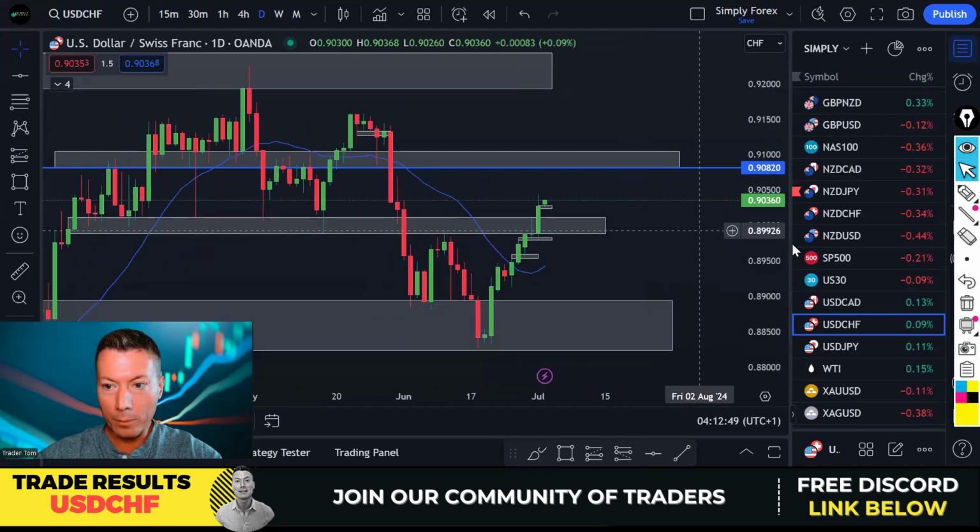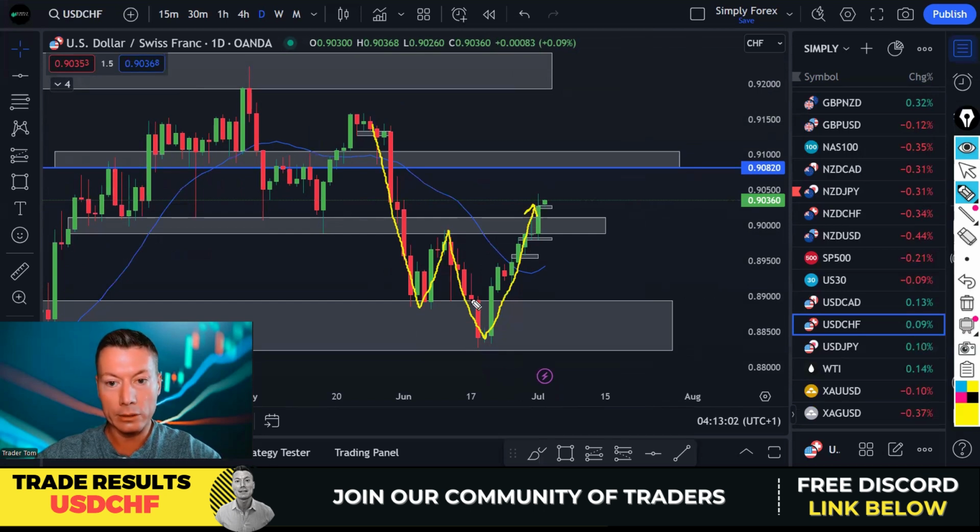So why am I interested in buying this pair? Well, as I explained, we're interested in US dollar strength, but then structurally, this pair has changed. This high has been broken. So we are getting higher highs. This is in an uptrend. We've also broken this important resistance level.